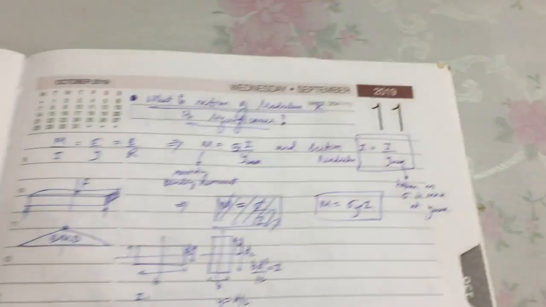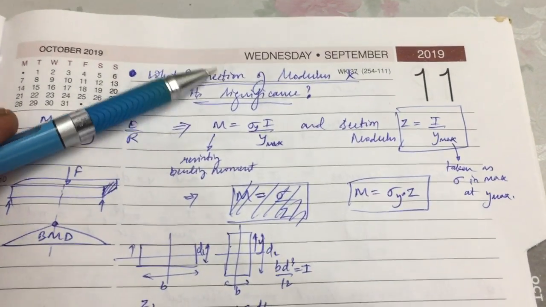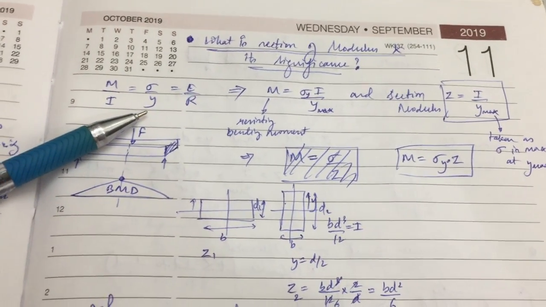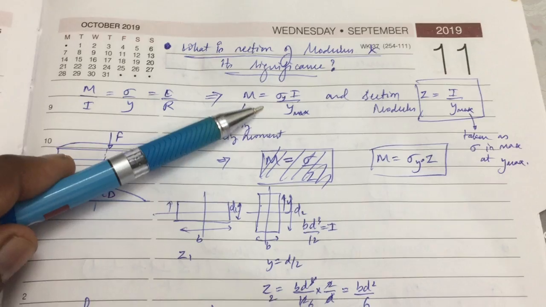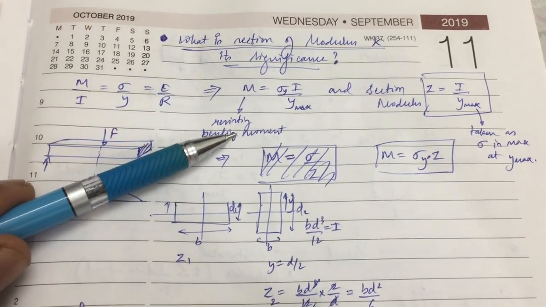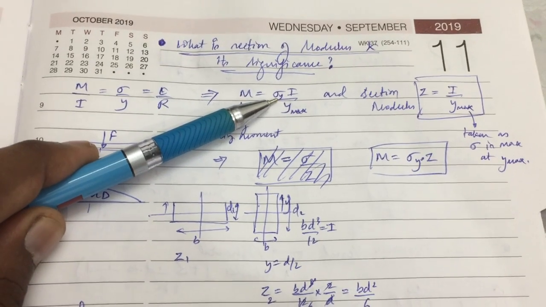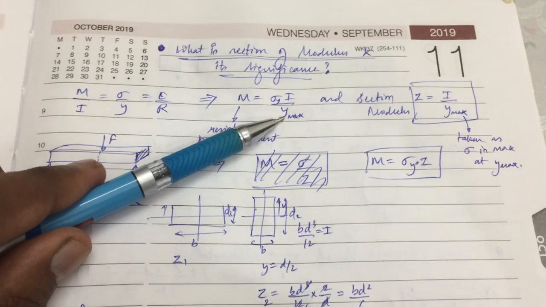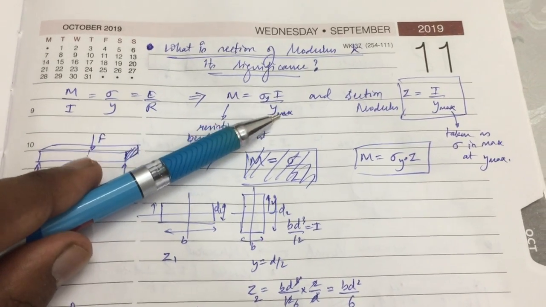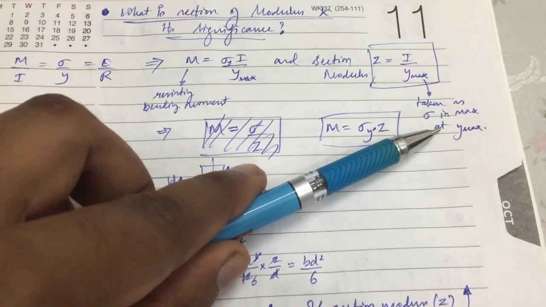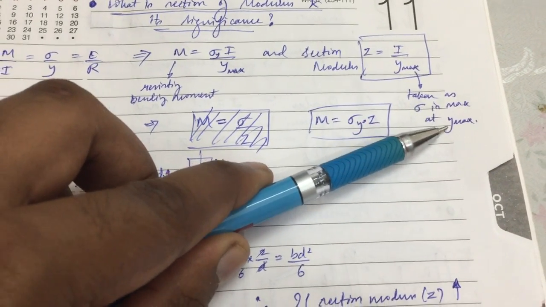Okay. So next is, what is section modulus and its significance? So we have the bending equation like this. From this we can derive the equation here. From this section we can find that the resisting bending moment is equal to the maximum stress induced in the body, and y is the maximum distance, taken as the stress is maximum at y max.